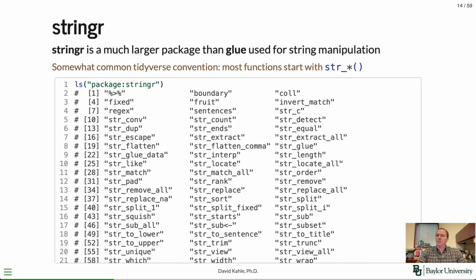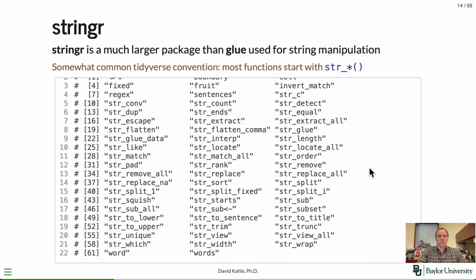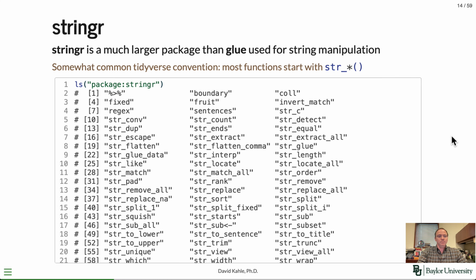There are a few other packages in the tidyverse like this. The one that comes immediately to mind is forcats. In forcats, it begins with fct underscore. So it's for factors, right? So fct underscore, stringr str underscore. And that's going to be true for almost all of the functions, as you can see in the package, okay?